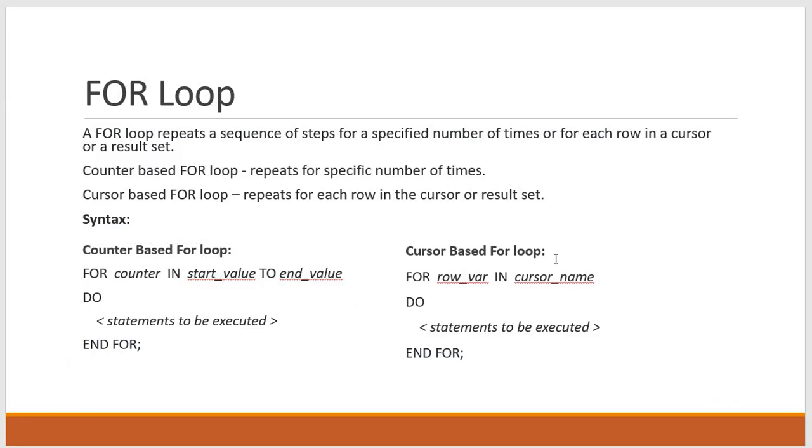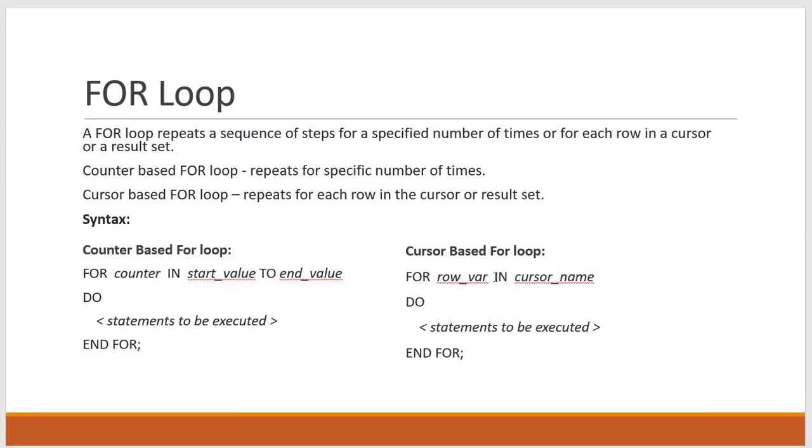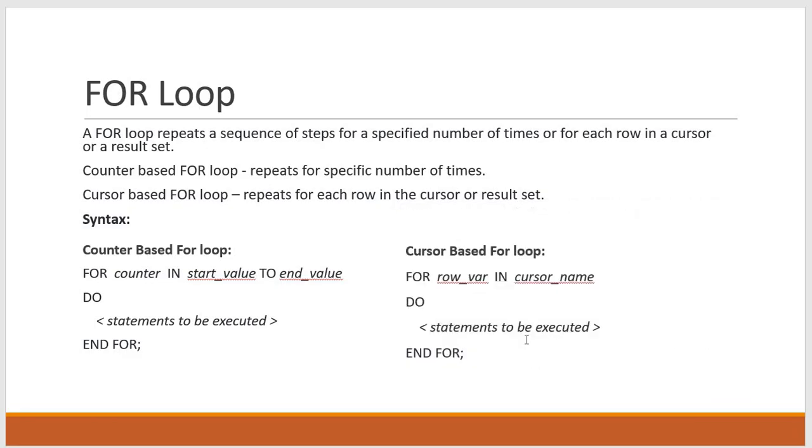The second one is the cursor based for loop. What is the syntax? Same as before, but here there will be no to value. Suppose I have a cursor and there are 100 rows in this table. We say for row in cursor name: if there are 100 rows in this cursor, this loop will be executed 100 times. If there are 1000 rows, it will be executed 1000 times. Like that, it will do row by row processing. I'll explain this clearly in the later sessions, don't worry. This is about the for loop.